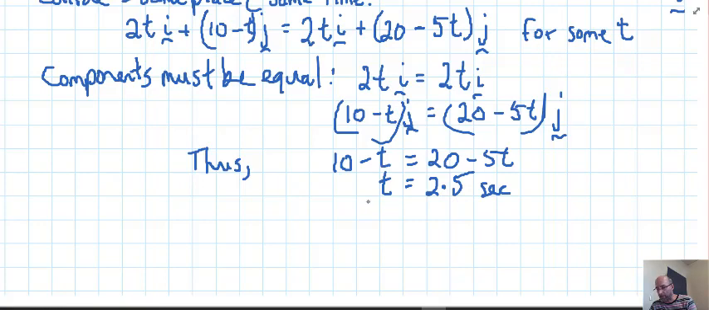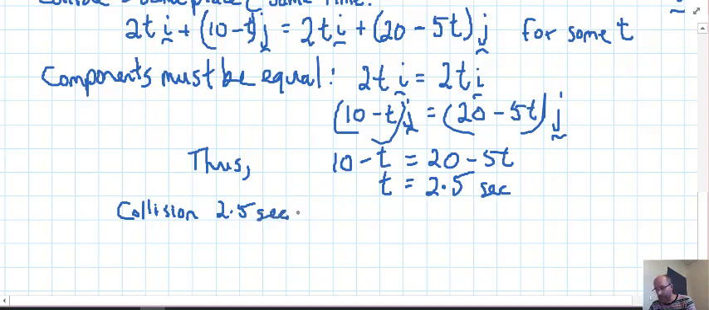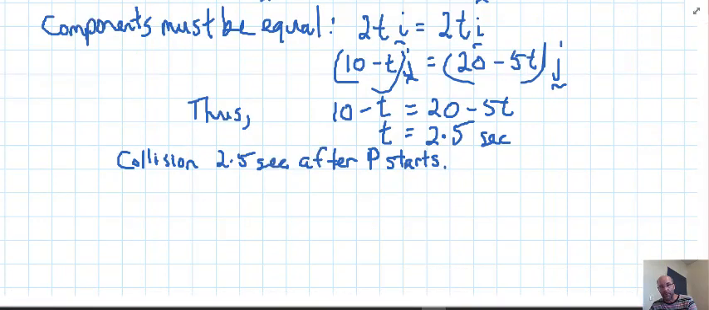So they collide, the collision happens 2.5 seconds after P starts moving, because the clock t equals 0 is based on P. It was the first particle to be fired off. So that's when. So what we've shown is that they do collide, and we've shown when it happens.